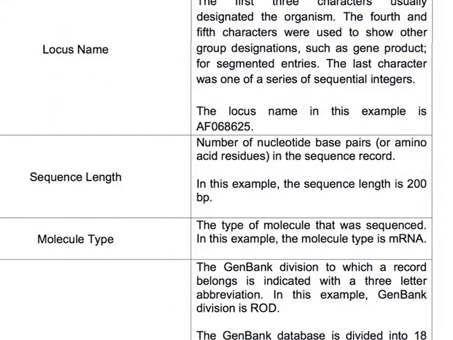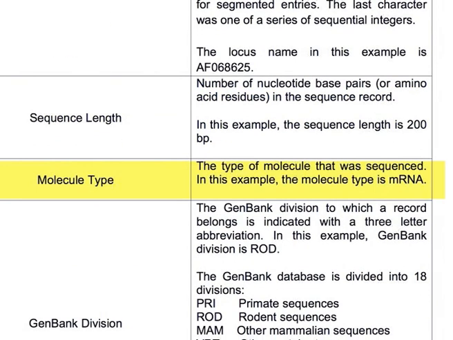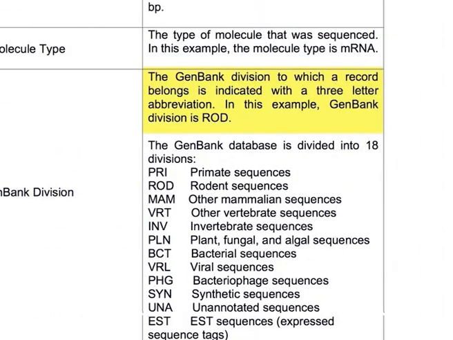Next, we are going to study sequence length. It is the number of nucleotide base pairs or amino acid residues in the sequence record. In this example, the sequence length is 200 base pairs. Molecule type. The type of molecule that was sequenced in this example is mRNA. GenBank division. The GenBank division to which a record belongs is indicated with a 3-letter abbreviation. In this example, the GenBank division is ROD.